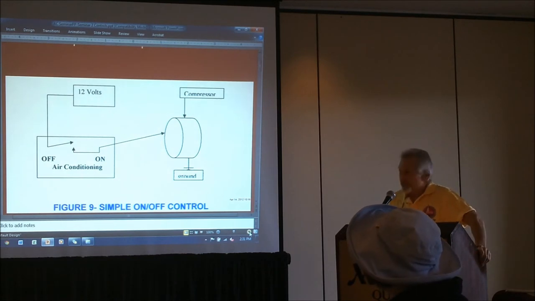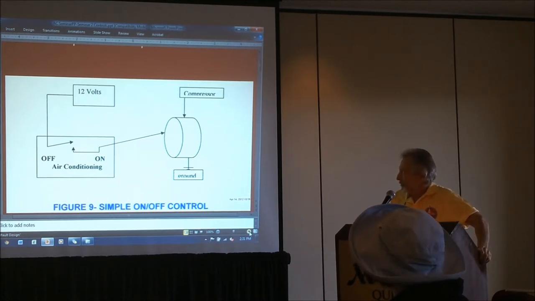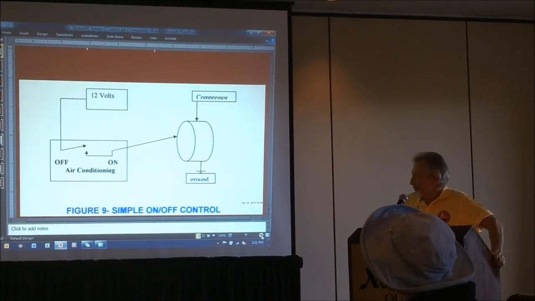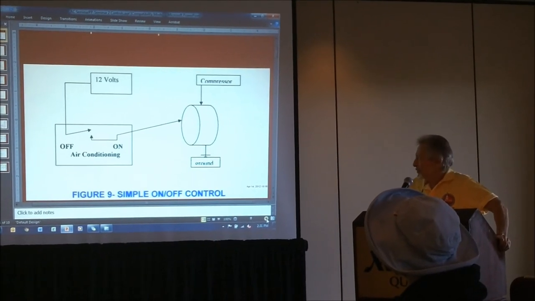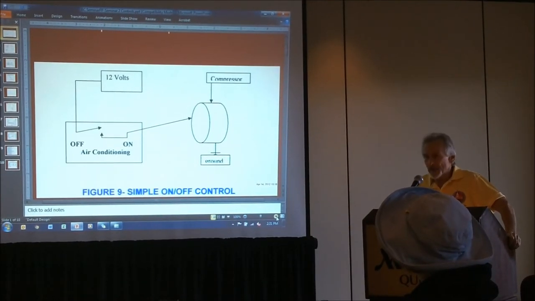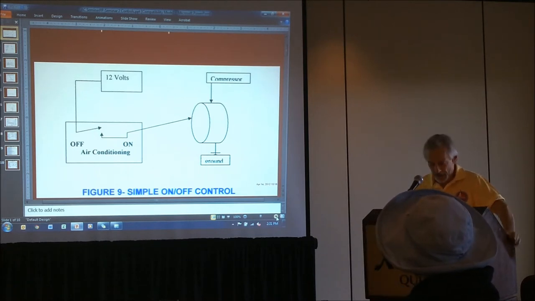We're on figure one, and this is the simplest basic on-off control system. You have 12 volts, and the switch is either on or off. When the switch is on, the compressor, and I forgot to put the fan on here, operate. And it was typically the way early air conditioning worked.